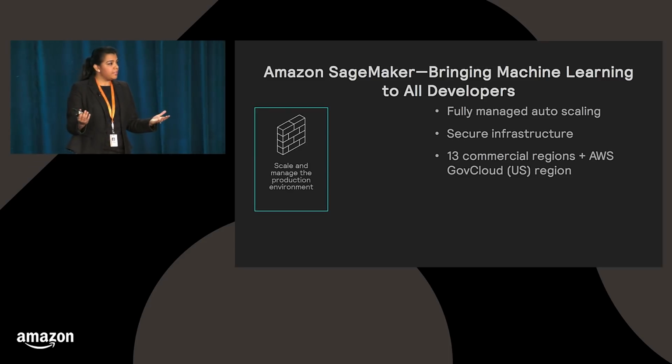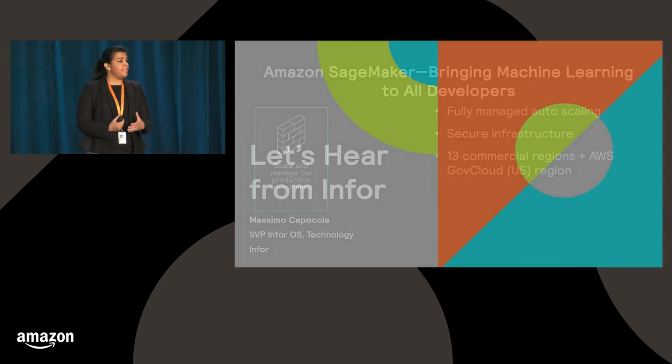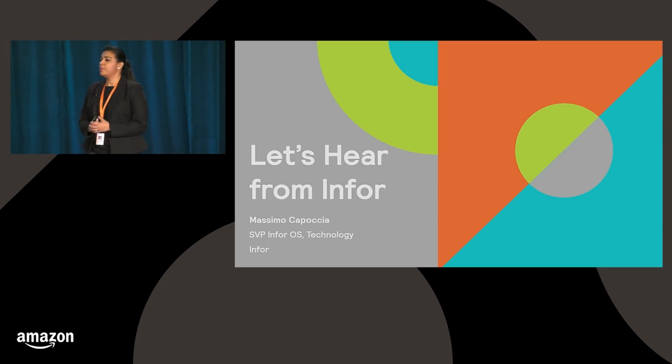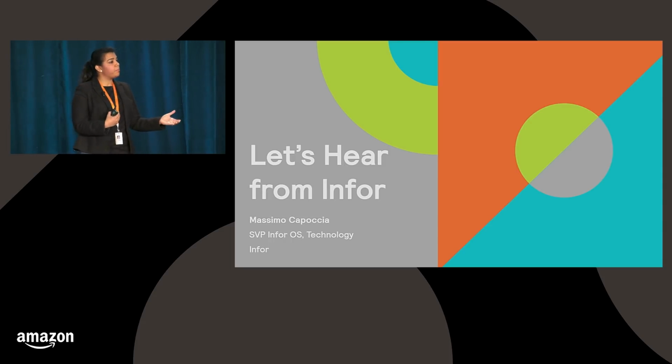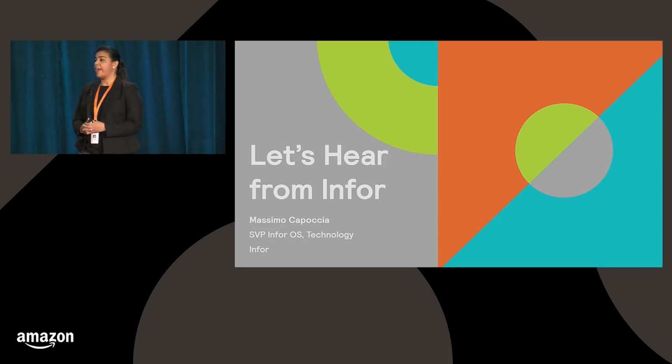So we've talked about the end-to-end machine learning process and the various capabilities SageMaker provides. Just to wrap up, it's an end-to-end machine learning service that helps you build, train, tune, and deploy machine learning models at scale. You can do the end-to-end machine learning process on SageMaker, or you can use components that work for you. Let's now spend time learning how Infor, a customer of SageMaker, is using SageMaker to accelerate their machine learning workloads. And I invite Massimo.